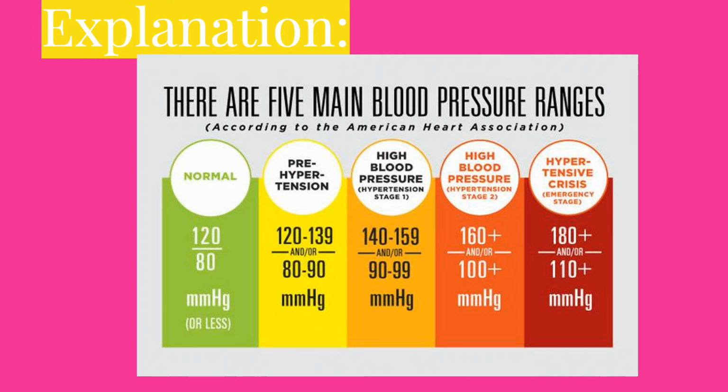Now, you'll go into high blood pressure status, and this is going to be stage 1 of hypertension, between 140 and 159 over 90 to 99. When you go into stage 2 hypertension, you're going to be anywhere in the range of 160 plus over 100 and then plus. It's considered a hypertensive crisis and an emergency state if you're over that range of 180 over 110.